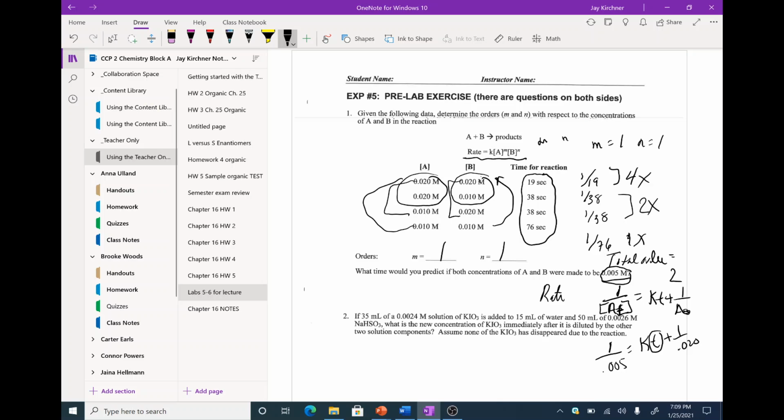What we can do with this equation, by the way, I won't do it here, but you guys can try to solve this, and that is, you're going to plug in the earlier data, and then the rate, 1 over 19, and find k. And then you can go ahead and do this equation.